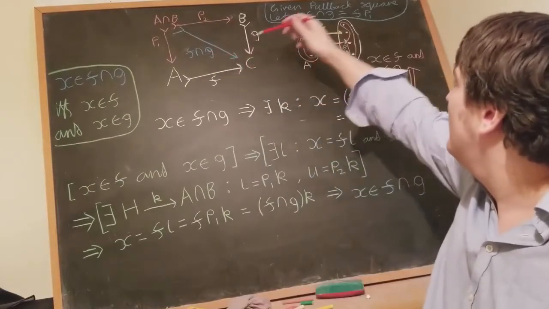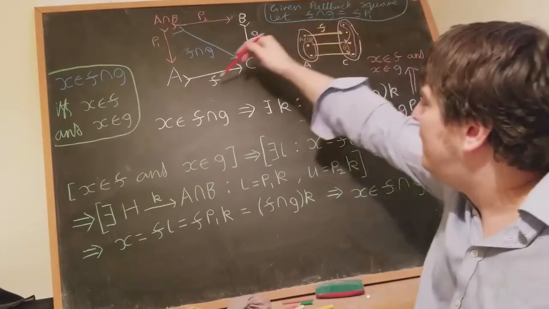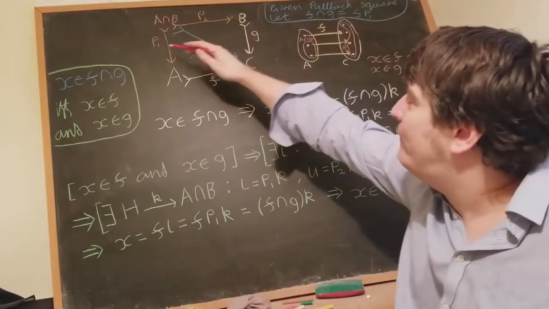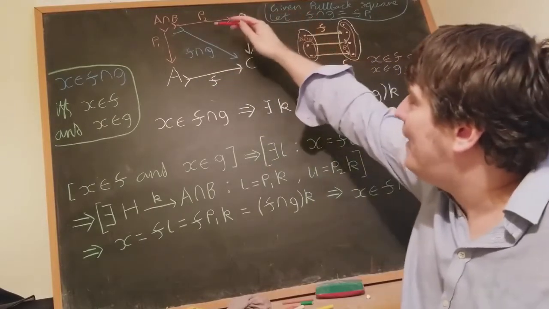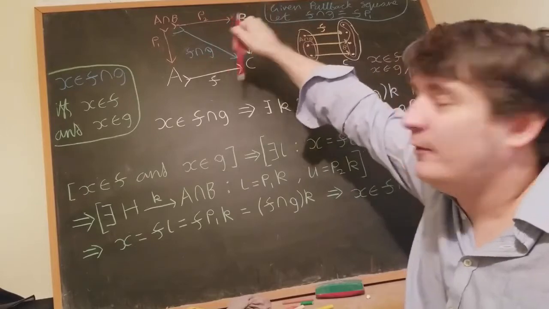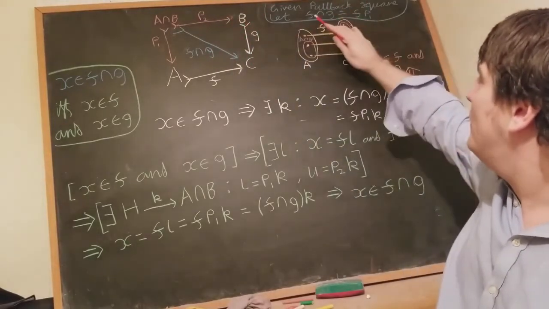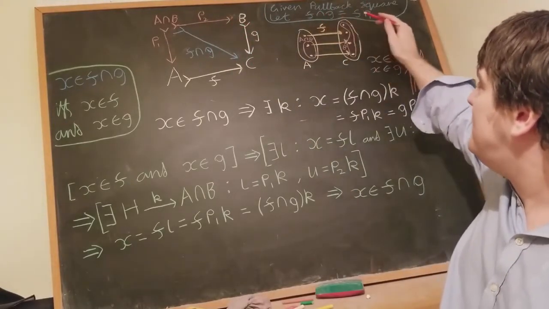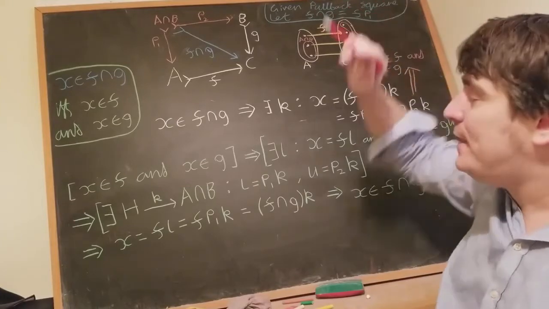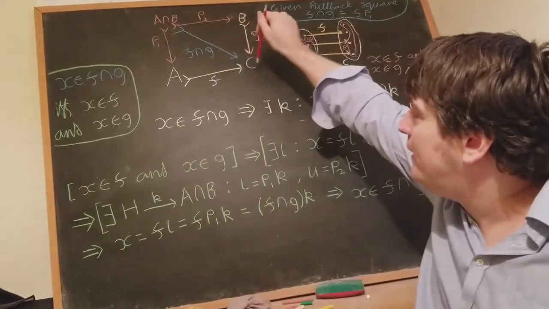Now, we can think of this arrow as either F after P1 or G after P2. They're the same because the outer square commutes. So let's define F intersection G as F after P1. So this is a monic of C.